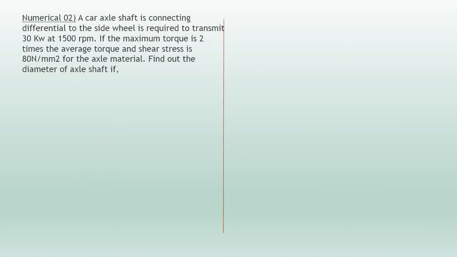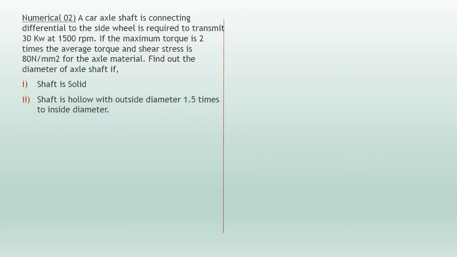A car axle connecting the differential to the side wheel is required to transmit 30 kilowatt at 1500 rpm. If the maximum torque is 2 times the average torque, and the shear stress is 80 Newton per mm square for the axle material, we have to find out the diameter of the axle shaft if the shaft is solid, and if the shaft is hollow with outside diameter 1.5 times the inside diameter.